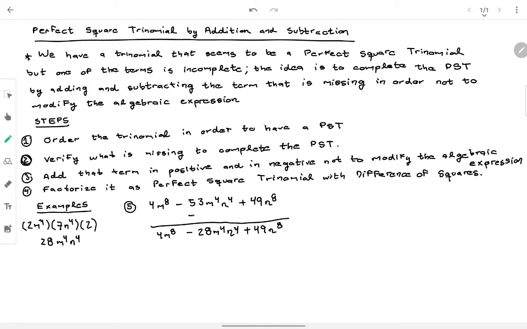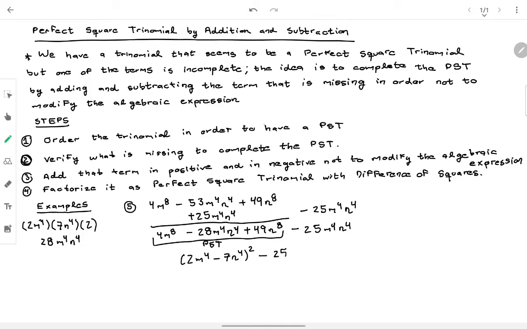So in that case, I need to add 25 again, m to the 4 n to the 4. I need to subtract it also, minus 25 m to the 4 n to the 4. So I need to put it here also. Then of course this one will be factorized as a perfect square trinomial. So it's going to be 2m to the 4 minus 7n to the 4, all of it squared, minus 25 m to the 4 n to the 4.